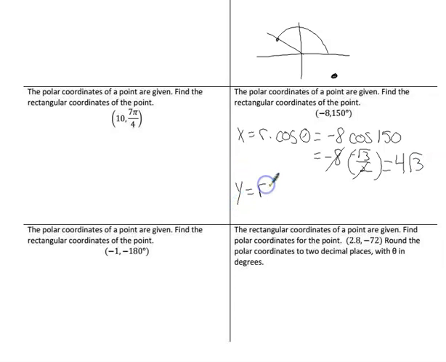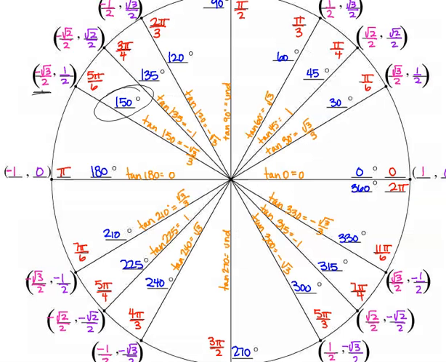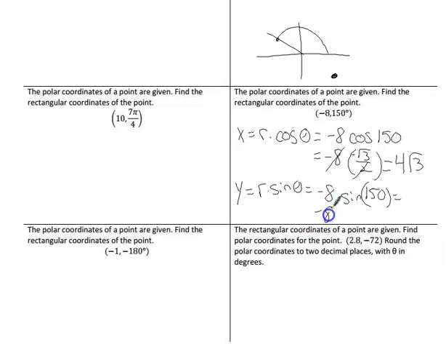Y is equal to r times the sine of theta, which in this case would be -8 times the sine of 150 degrees. If we go back to our unit circle, sine is 1/2. So it is -8 times 1/2, which is -4. So the ordered pair is (4√3, -4). And 4√3 is positive, and -4, yep, so it matches. We kind of spot check to make sure we're doing it right.